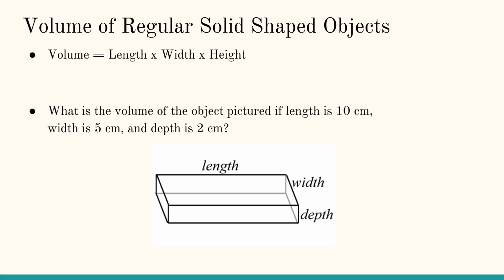For volume of regular solid-shaped objects, you're going to take the length times the width times the height. So what is the volume of the object pictured if length is 10 centimeters, width is 5 centimeters, and depth is 2 centimeters? 10 times 2 times 5 equals 100 centimeters cubed.